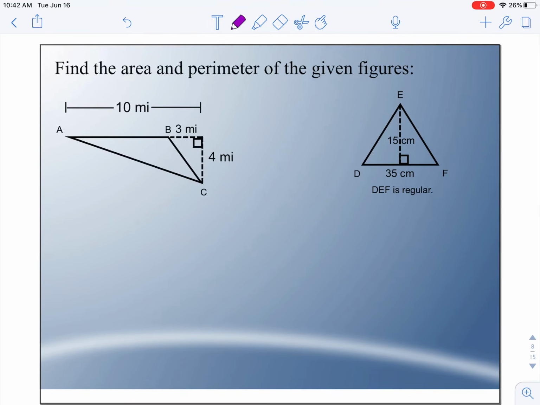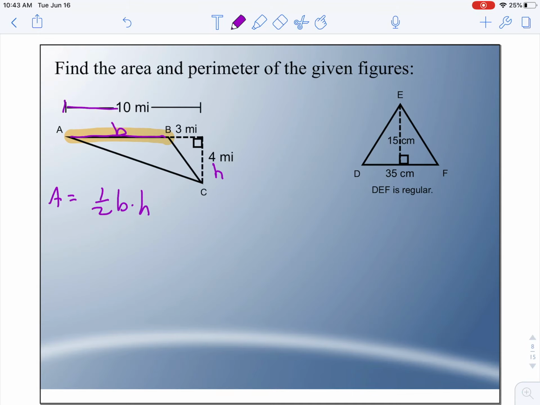So let's try a couple examples. It says find the area and perimeter of the given figures. Well, if we're finding the area, it is 1/2 the base times the height. I can see that the base of my triangle is this piece right here. That is my base, and this is my height. My height is drawn outside. So I'm going to have to find the base. I already have the height, but I'm going to have to find the base.